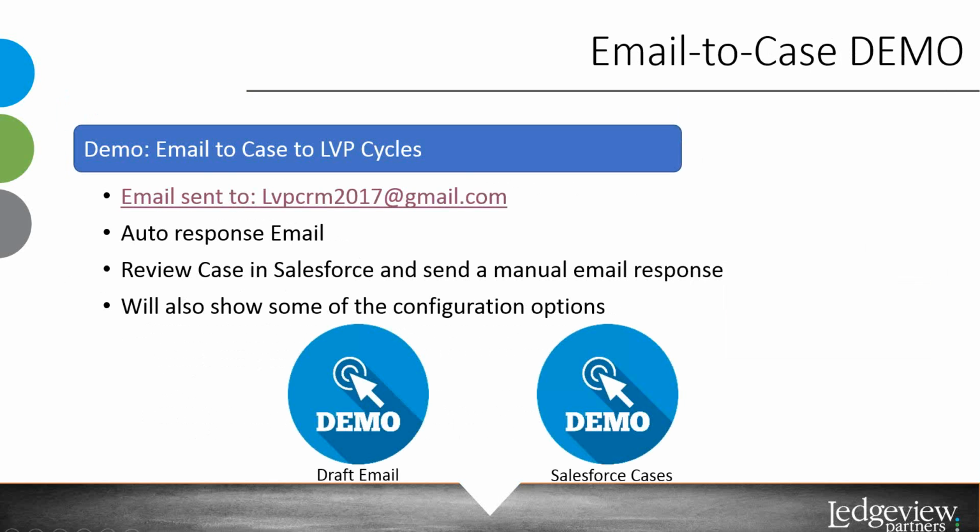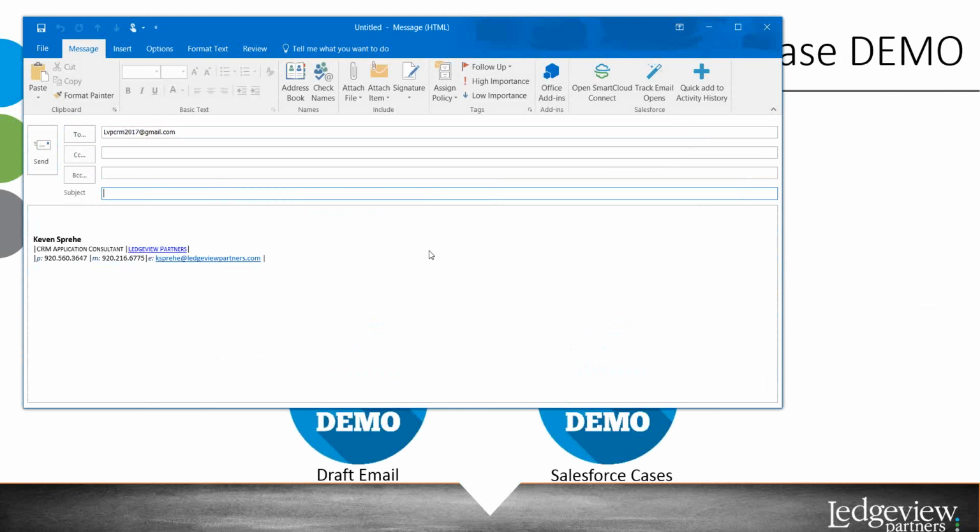All right, so we'll do a quick little demo of that scenario. So basically, we've set up this new mailbox. It's the LVP CRM 2017 at gmail.com. So let me click on this link, and it's going to launch an email message. Here the scenario is, I'm acting as a motorcycle dealer, and I'm going to be sending a support email into the motorcycle manufacturing shop saying, hey, you know what, I really need some help with this exhaust system.